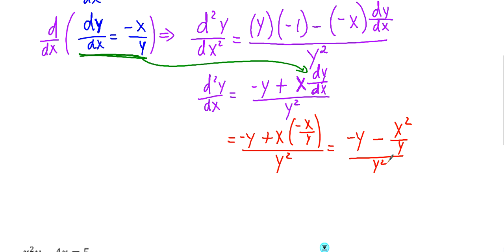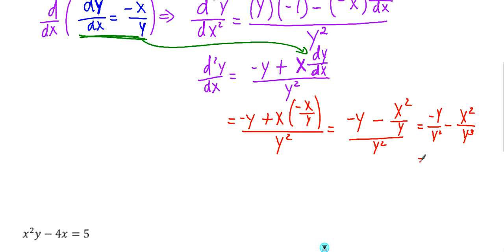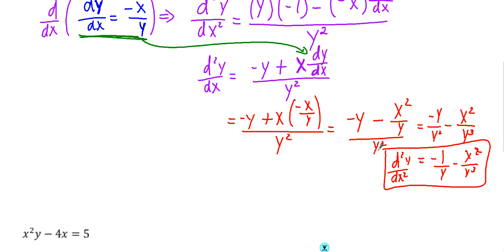Again, let's simplify this a little bit more. So we can split these up. So we get negative y over y squared minus x squared over y cubed, which gives us negative 1 over y minus x squared over y cubed, and that's our second derivative, d squared y over dx squared, written in its simplest terms.